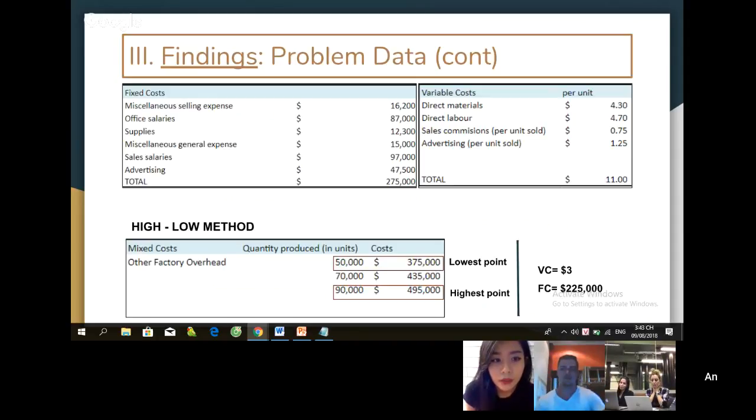First of all, we had to find the lowest volume and the highest volume. After that, for the variable cost, we did the difference in cost divided by the difference in volume. That gave us an answer of $3 per unit, which was added to the other variable cost of $11, so the total variable cost was $14. For the fixed cost, it was total cost minus $3 times the total volume of 90,000. So the answer was 225,000, which we added to the fixed cost, and the total was 500,000 fixed cost. Next slide, please.